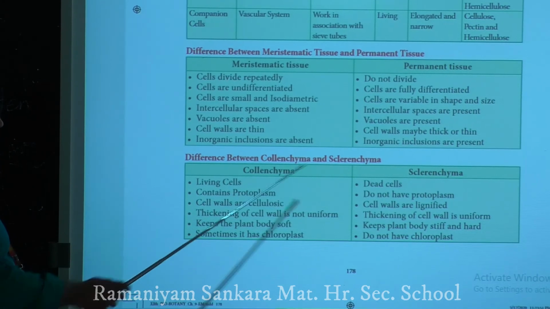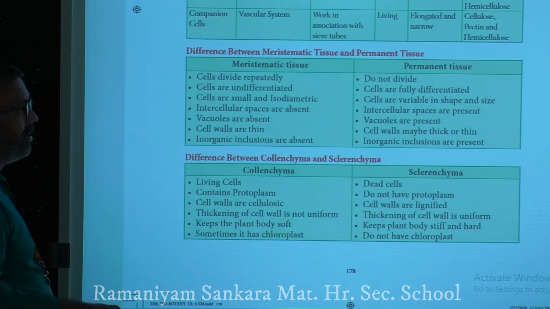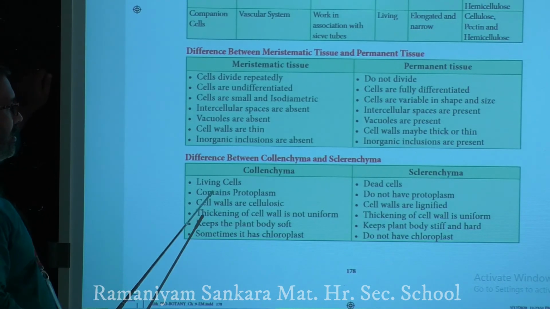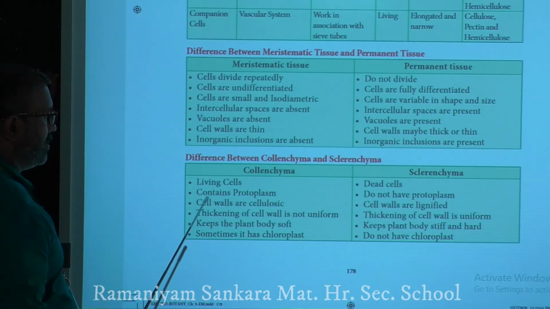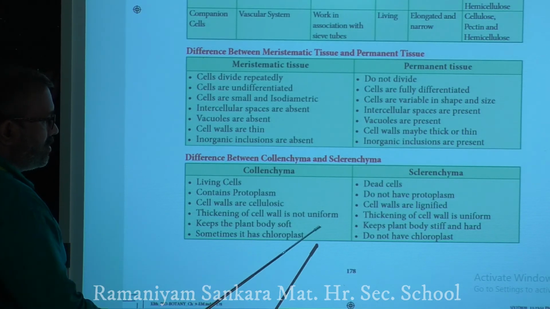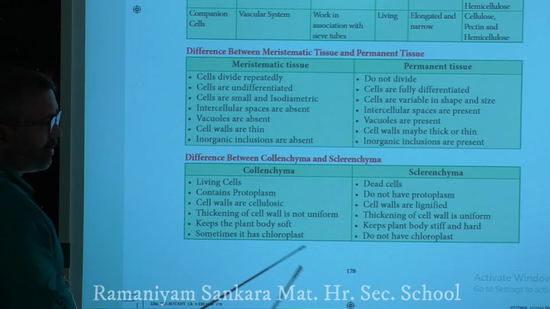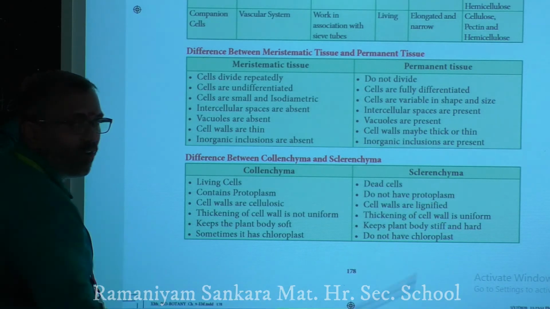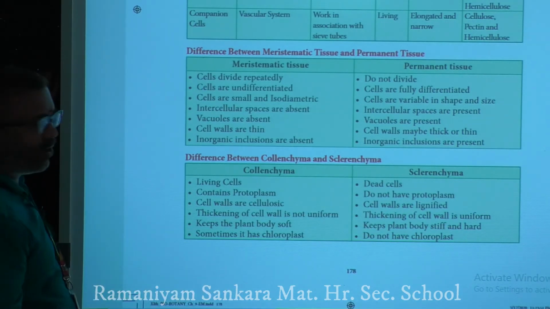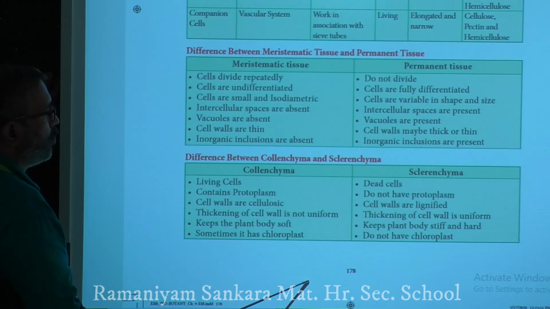Next one, collenchyma and sclerenchyma. They will ask 2 mark, 3 mark or 5 mark questions, so all the differentiations are very important. Collenchyma has living cells containing protoplasm; sclerenchyma has dead cells that do not have protoplasm. Collenchyma cell walls are cellulosic; sclerenchyma walls are lignified. Thickening of cell walls is not uniform in collenchyma; in sclerenchyma the cell wall is uniform. Collenchyma keeps the plant body soft; sclerenchyma keeps the plant body stiff and hard. With sclereids present in sclerenchyma, the plant body is very hard. Collenchyma sometimes has chloroplasts; sclerenchyma does not have chloroplasts.